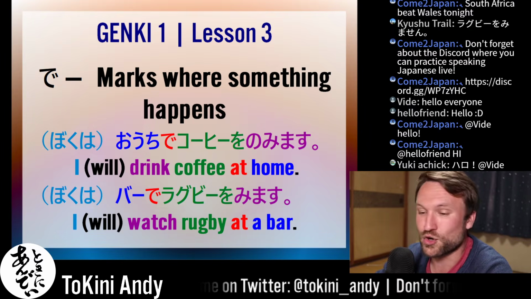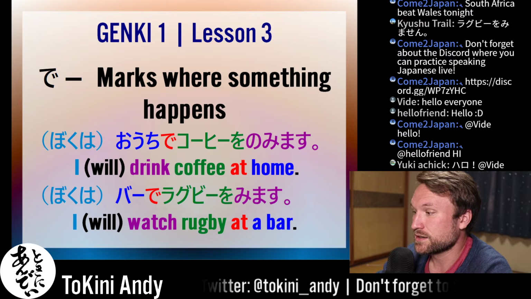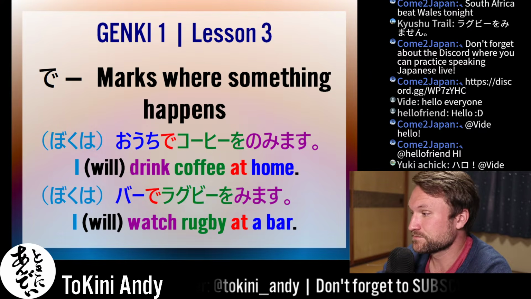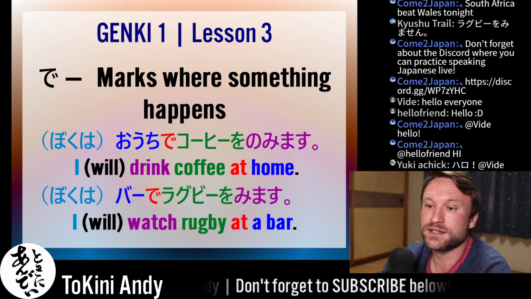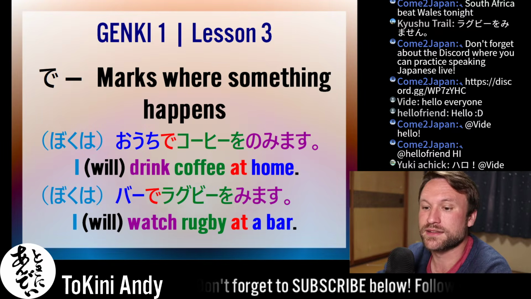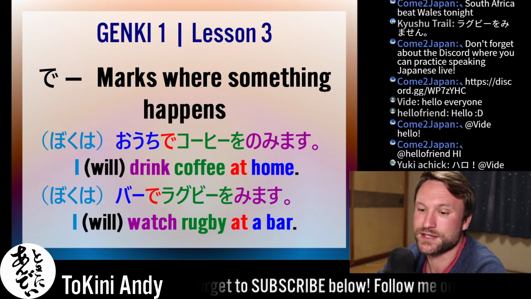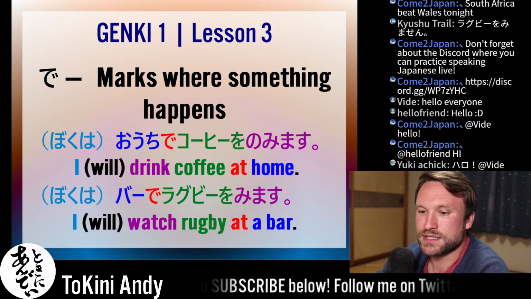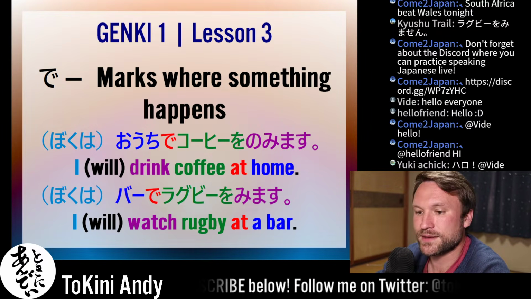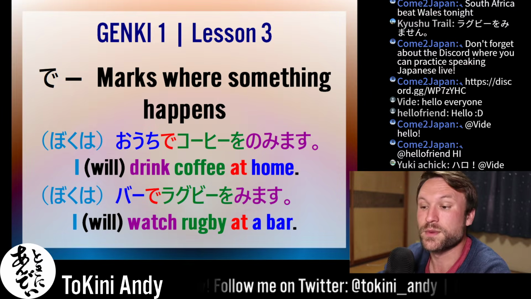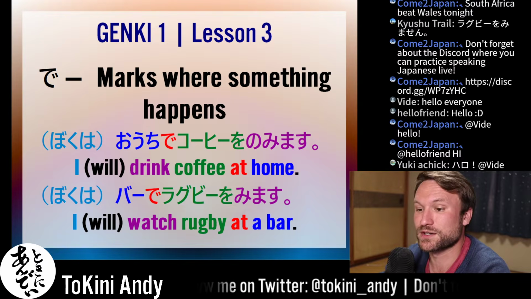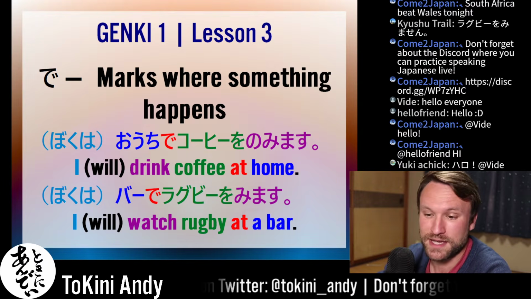And once again, boku wa is optional. Completely optional. You pretty much never need to say I in Japanese. Very rarely do you need it, unless it's not clear that you're talking about yourself. In any of these examples, it is, so I'm not going to say it. So one more time, ouchi de kohi o nomimasu. So we use both of those particles there. Just shows where something is happening.